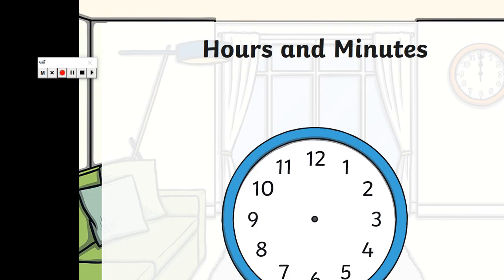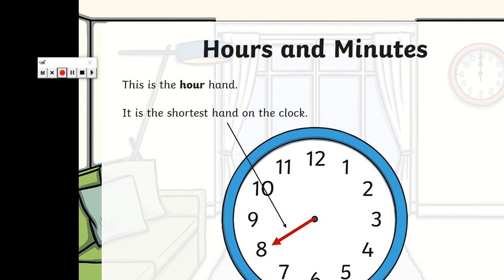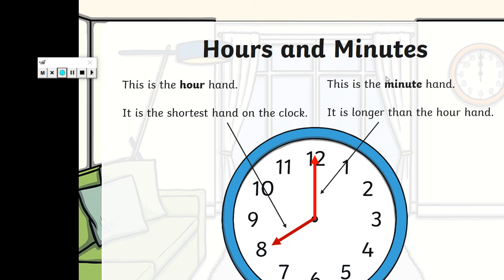So we tell the time in hours and minutes, and this is a clock face without any hands on it. So this is the hour hand. It's the shortest hand on the clock, and it always points to the hour that it is. So here it's pointing to 8, which means it must be 8 o'clock. And this is the minute hand.